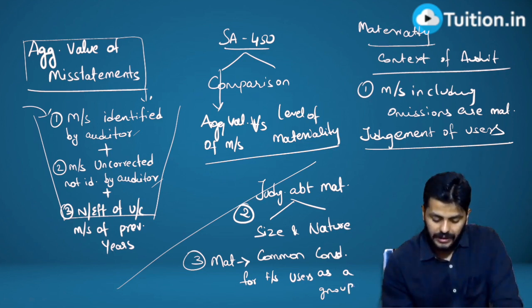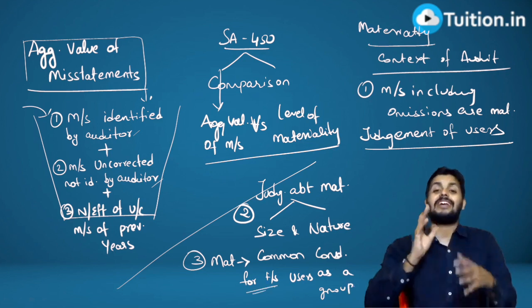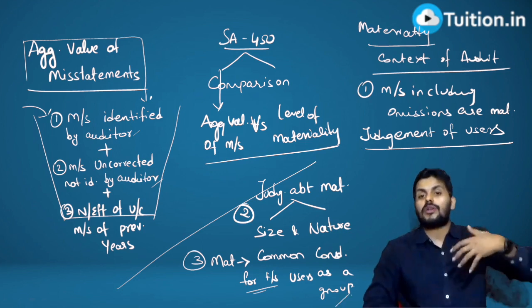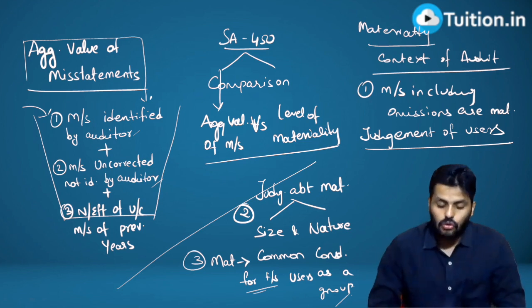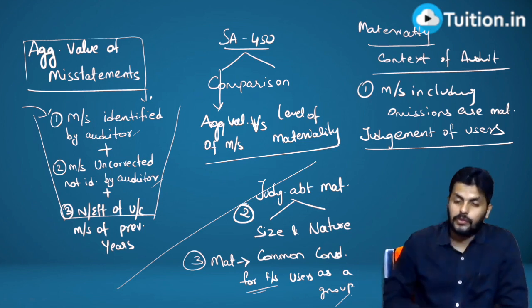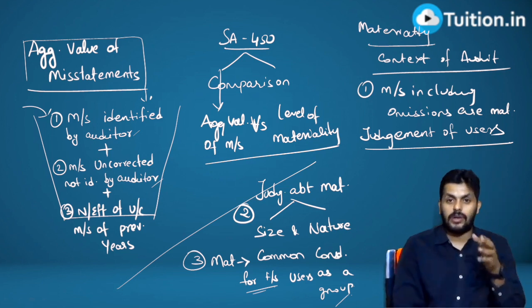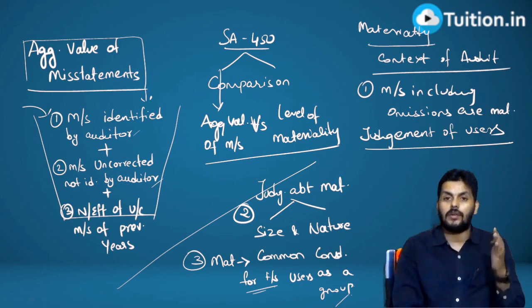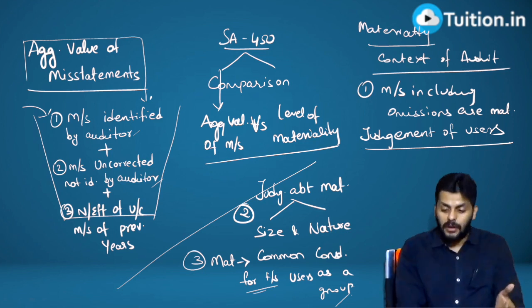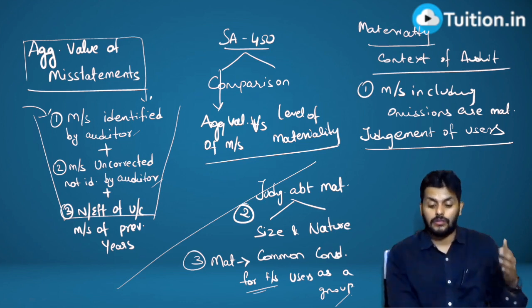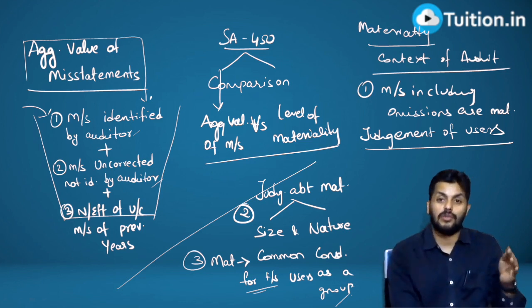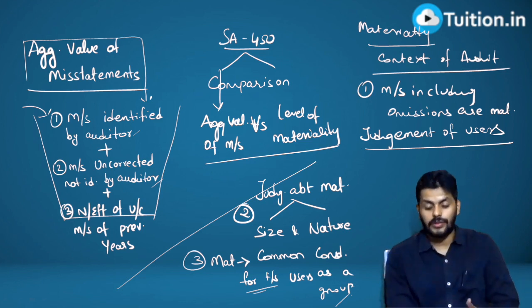Consideration of common financial information needs of users as a group. So take all the users as a group, because you can't start discussing materiality for one person this time, one person that time, right? So it's always a challenge, and this is exactly what you're supposed to do. So keeping in mind the 3 items, what is materiality in the context of audit? Misstatements including omissions are material. Judgments about users are material when you consider the size and nature of the misstatement. And materiality is a common consideration of the financial statement needs of the users as a group. So this is exactly what you need to consider while you talk about materiality.